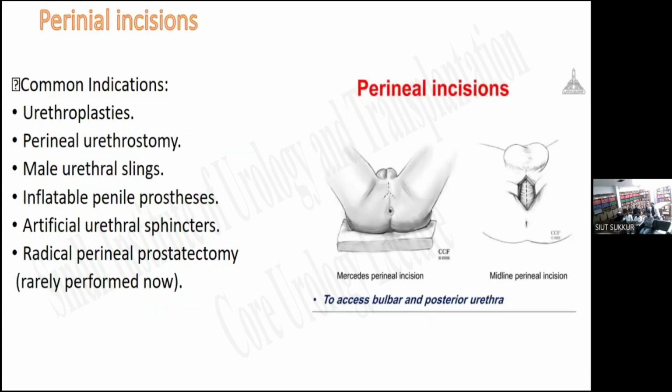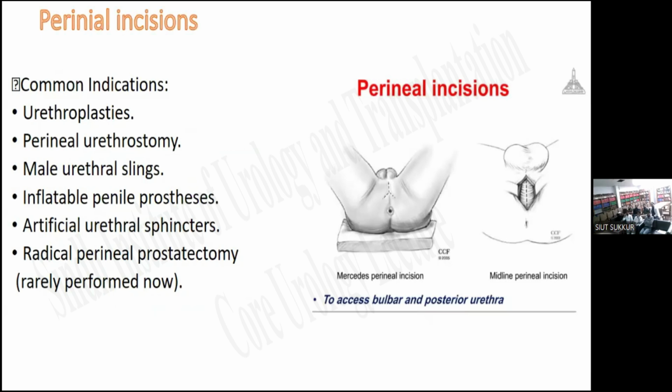So then there are perineal incisions. They're commonly used for urethroplasties, perineal urethrostomies, male urethral slings, inflatable penile prosthesis, artificial urinary sphincters, and radical perineal prostatectomy that is rarely performed now.